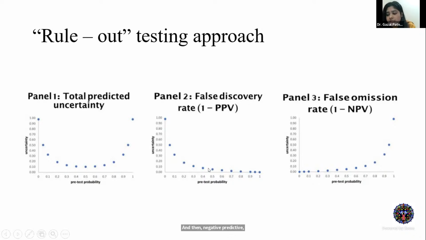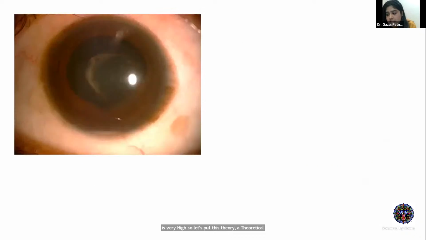From this graph, as we can see, if the pretest value is very low and the test comes positive, then there is a chance of a false discovery. Conversely, if the pretest value is very high and the test comes negative, then the omission rate is very high. So let's put this theoretical analysis into our clinical practice.